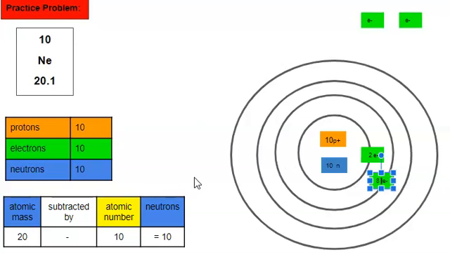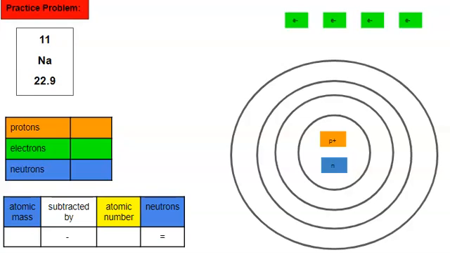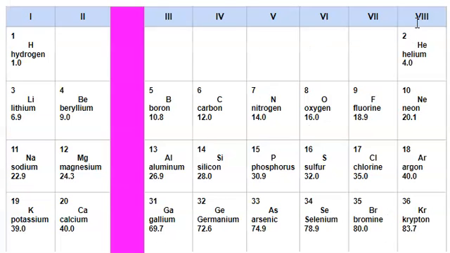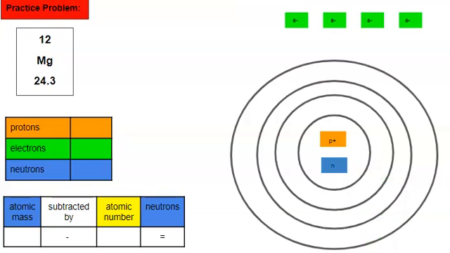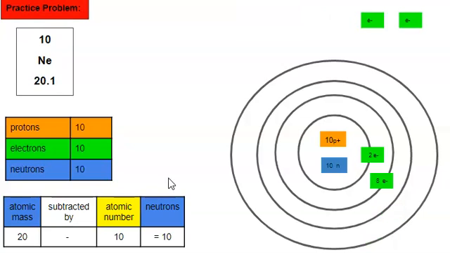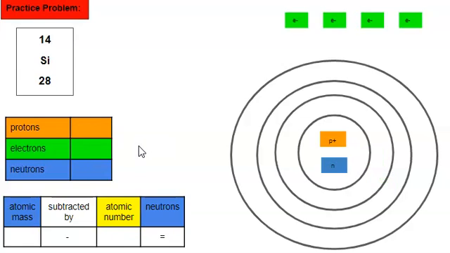And again, to check ourselves, we can look at our periodic table. Neon is over here in the last column. 5 plus 1, 2, 3 is 8 in Roman numerals. So that means there should be 8 on our valence orbital. And we do. We have 8 on our valence orbital. So this is correct.